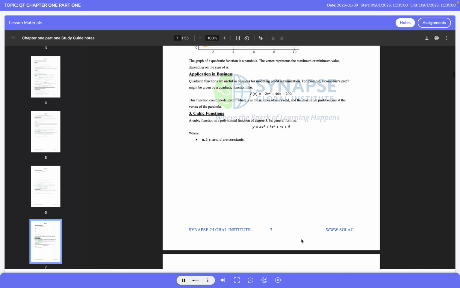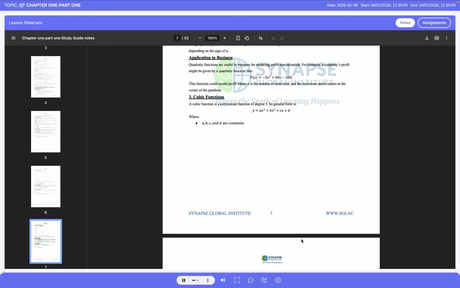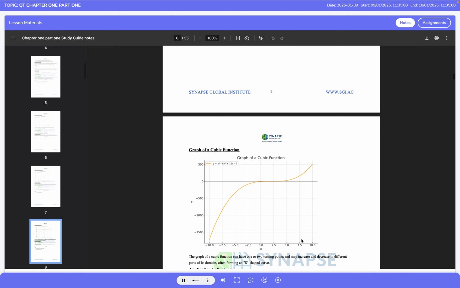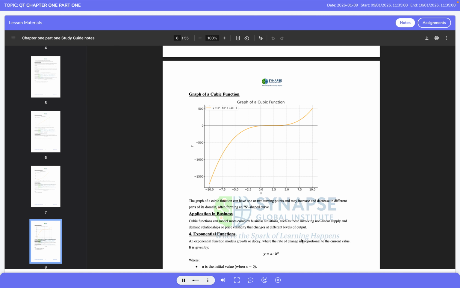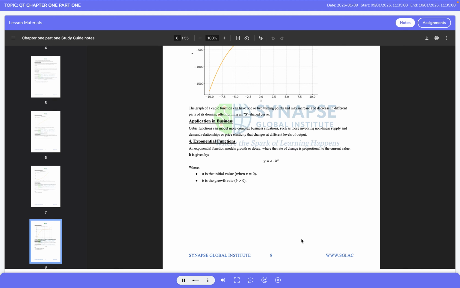A cubic function is a polynomial function of degree 3, and its general form is y = ax³ + bx² + cx + d, where a, b, c, and d are constants. The graph of a cubic function, as shown in the diagram, can have one or two turning points and may increase and decrease over different parts of its domain, often forming an S-shaped curve. In business contexts, cubic functions are useful for modeling more complex situations, such as nonlinear supply and demand relationships, or cases where price elasticity changes at different levels of output.